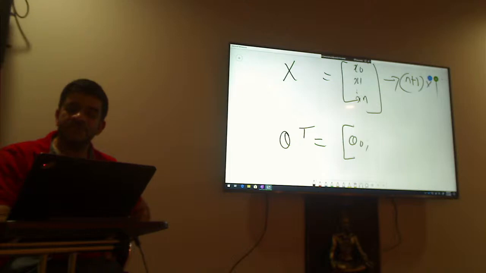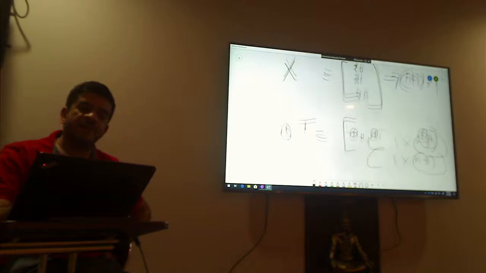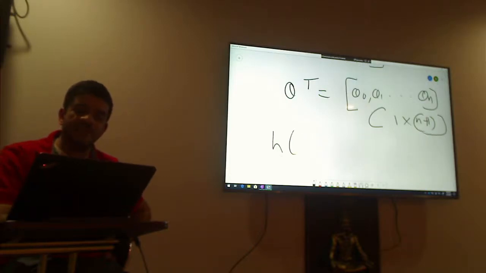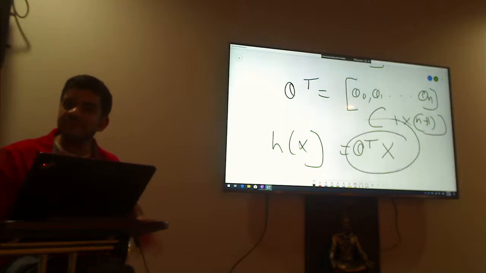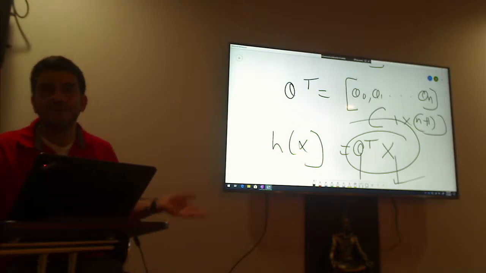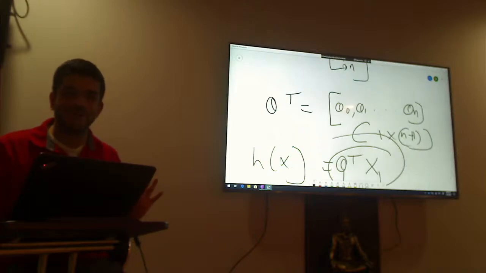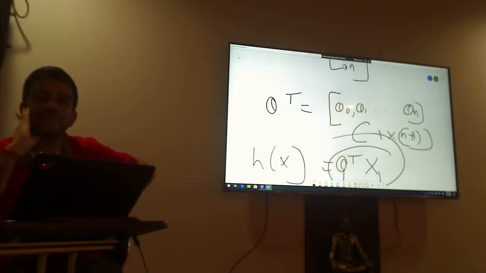And if that is the case, what is theta transpose? Theta 0 to theta n. What type of matrix is this? 1 times n plus 1. And if that is the case, h of x equals theta transpose times x, where theta is a vector and x is a vector. So it should not have the comma. It's not theta 0 comma theta 1, right? Theta 0, theta 1. Yeah, notation. Correct. Good.